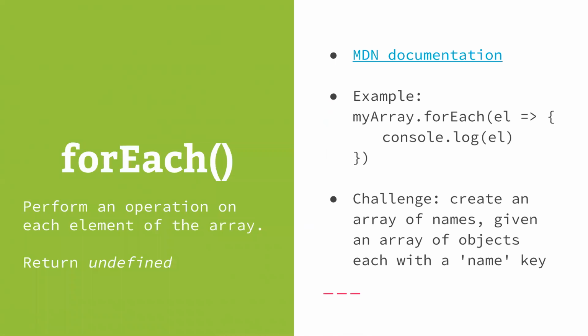All right, so for each. Using these instead of for loops, first of all, the code is cleaner. And second of all, it's more idiomatic JavaScript. And when I say idiomatic JavaScript, I mean it is the way people who are really familiar with JavaScript would write the code. All right, so for each performs an operation on each element of the array, and it doesn't return anything.